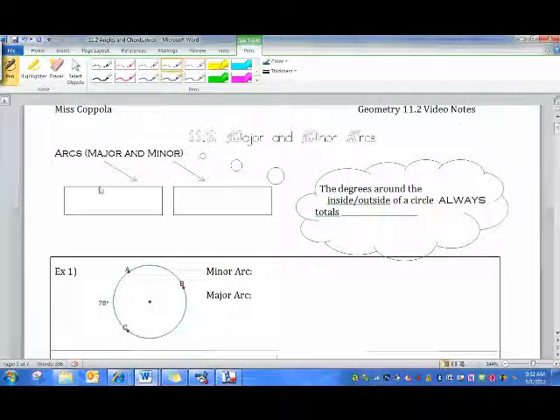All right, and if we look at our notes, a major arc is one of the bigger arcs. Major arcs are greater, big arc, and they're greater than 180 degrees. Minor arcs are the littler arcs, and they're less than 180 degrees.